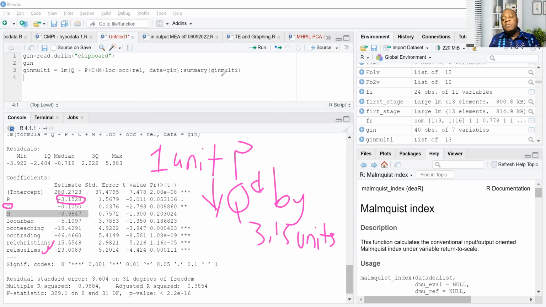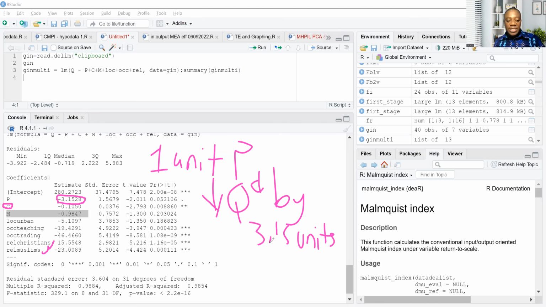So I increase price. If the sign was positive, I would have said that it will also increase the quantity demanded. But because it was negative, it should decrease the quantity demanded. So that is how you do it. And you can see that I said 3.15 units. The units are in plural because it is more than 1.